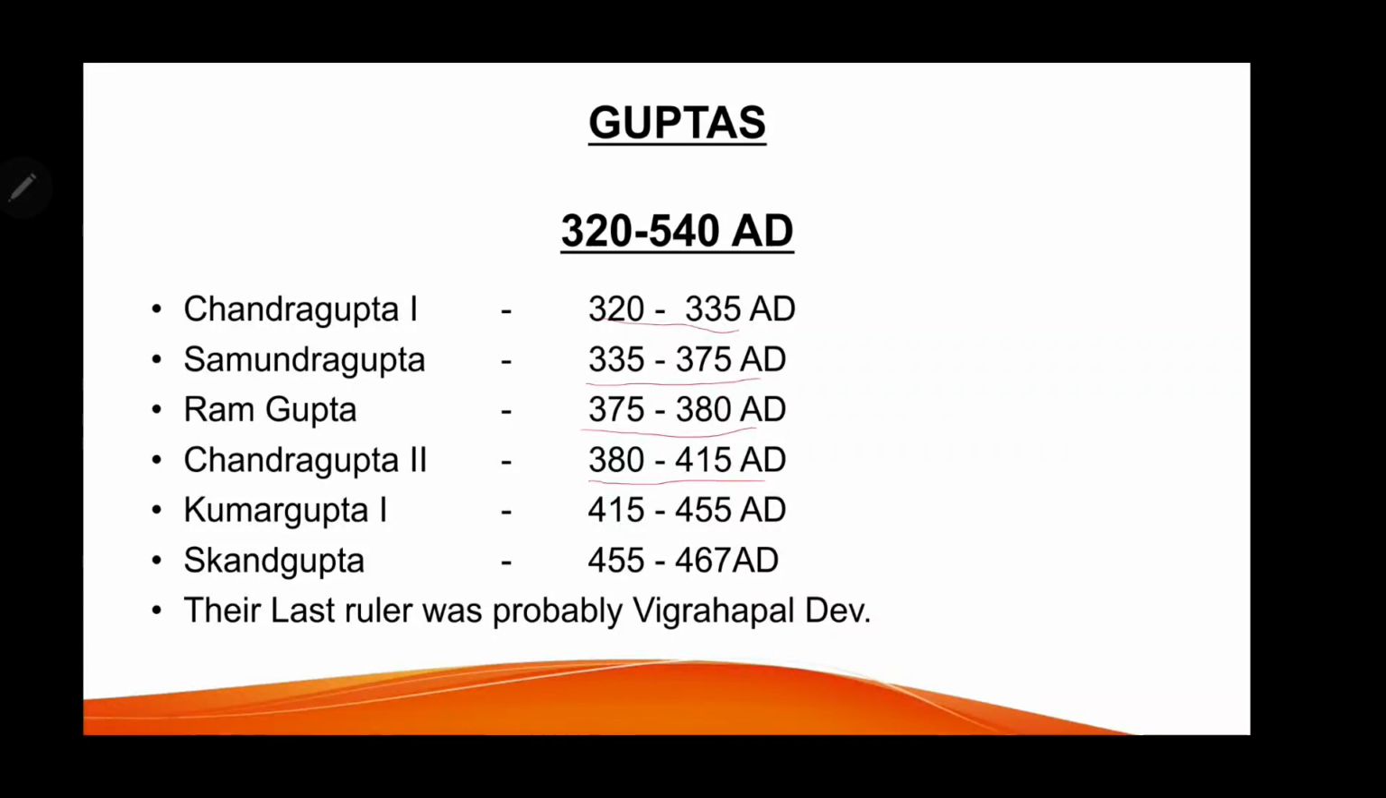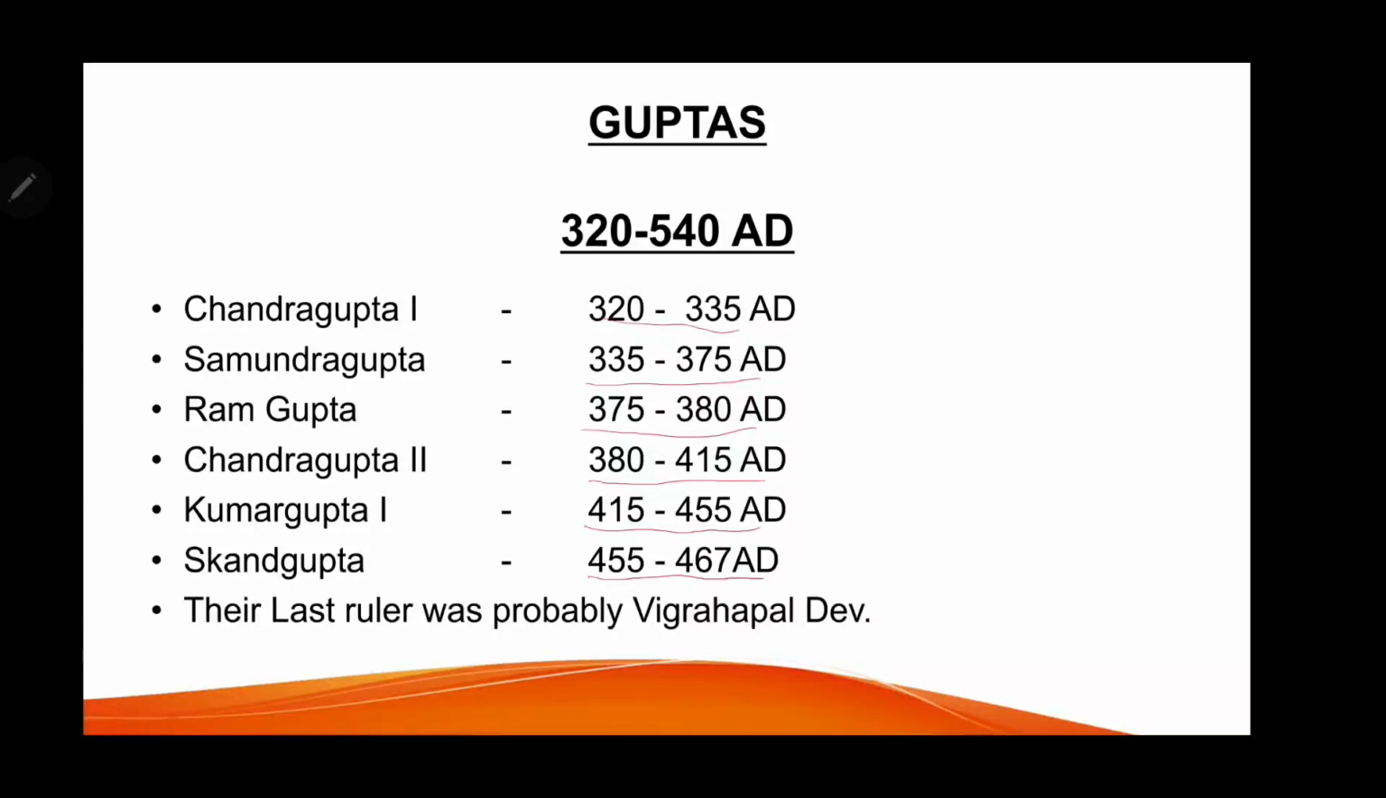Then he was succeeded by his son Kumar Gupta I, who ruled from 415 to 455 AD. During his period, one university, that is Nalanda University, was founded, and that is called the Oxford of India. He was succeeded by his son Skandgupta.